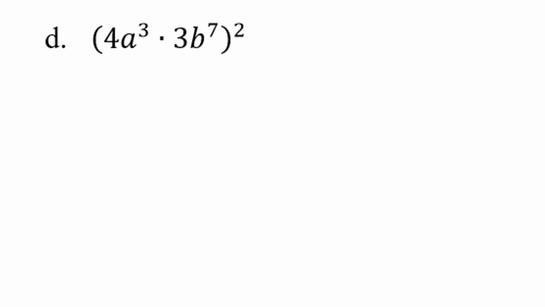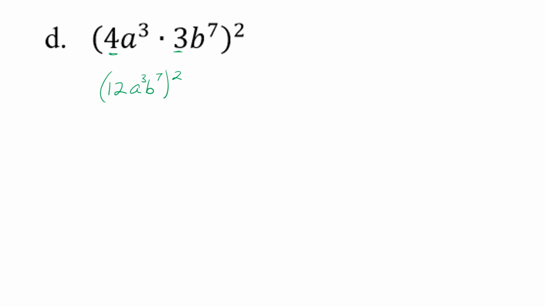Next slide. Okay. D. Let me think. I'm going to do inside my parentheses first. Okay. So, can I get a different pen here? Highlighter. How about a green one? There we go. Okay, what's 4 times 3? 12. A to the third. B to the 7th. And we're going to do that 2 times.